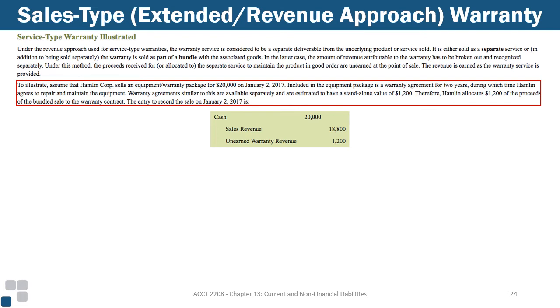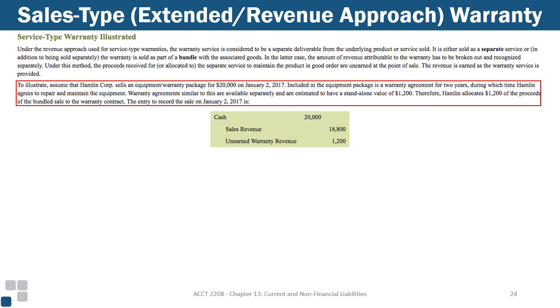So in this case, this is one type of sales warranty. There's a different type of warranty where it's actually sold as a separate item altogether. But here, the warranty is considered to be bundled with the product. So you've got two options: one where it's either sold separately or where it's bundled. In this example, it's bundled. So your $20,000 sales bundle includes $1,200 in additional warranty.